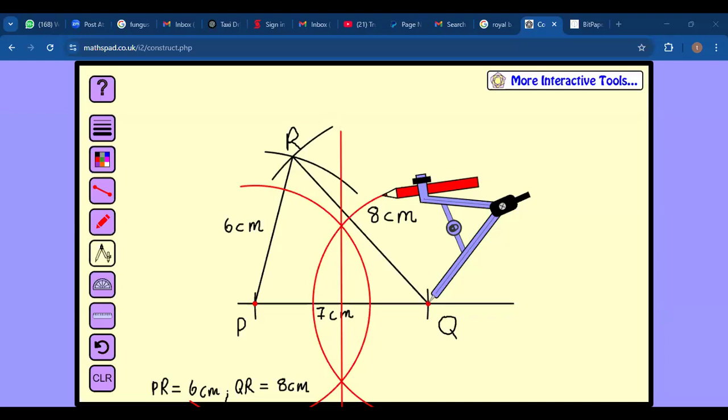It looks good. Okay, so what did I do to this line? The line PQ, what did I do to it? I bisected it. What does bisect mean? To split in two, to cut in half. Very good.